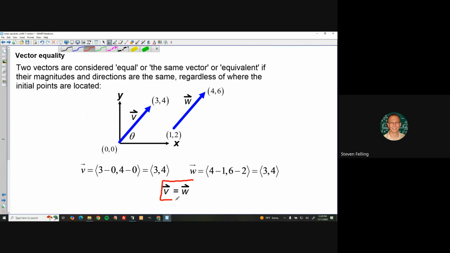These two vectors are considered equal. Right? So the vectors can be kind of freely moved around because they're just about translation. They're not about location.